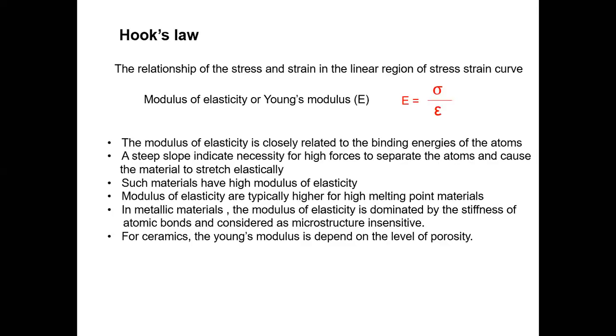You have to provide more energy to melt it. That means their binding energies are high, right? So they usually exhibit a high modulus of elasticity, right? Then in metallic materials, the modulus of elasticity is dominated by the stiffness of the atomic bonds and is considered microstructure insensitive, right? Remember we talked about atomic structure, microstructure, macrostructure in the first lecture, right? In metallic materials, the modulus of elasticity is governed by the stiffness of the atomic bonds, right?